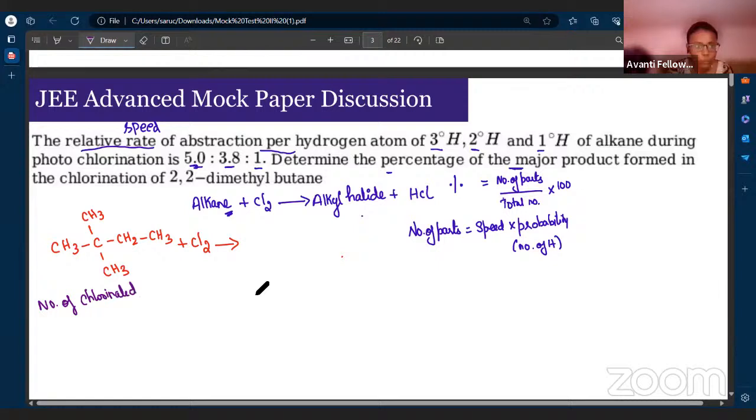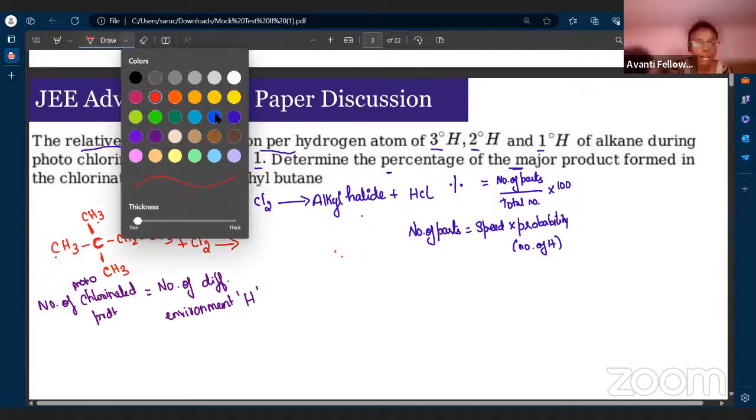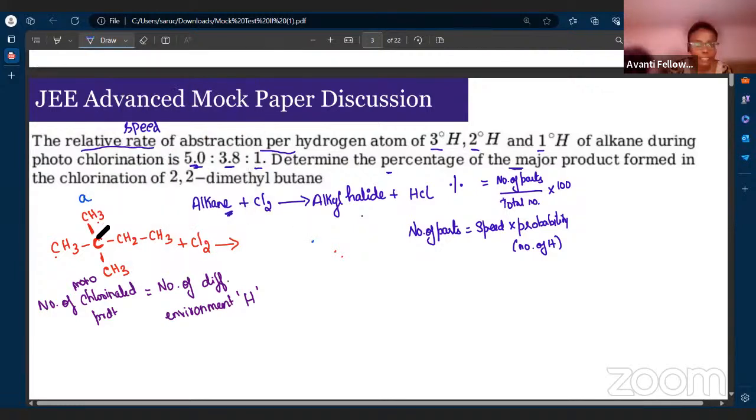For instance, you take the CH3, it is attached to carbon. This CH3 is attached to carbon. This CH3 is also attached to carbon. So all three CH3 are attached to carbon, so the hydrogens of these three CH3 are going to be in the same environment. So I am marking it as A. It is attached to C, to C, to C. Now this carbon doesn't have any hydrogen, so I'm leaving it.